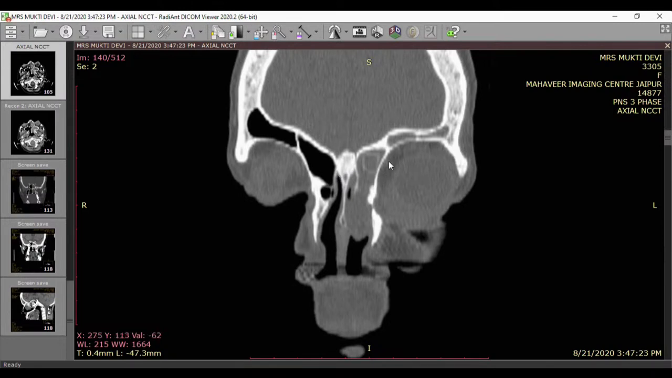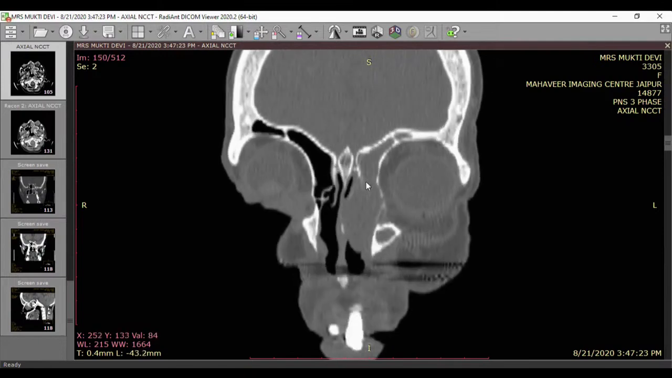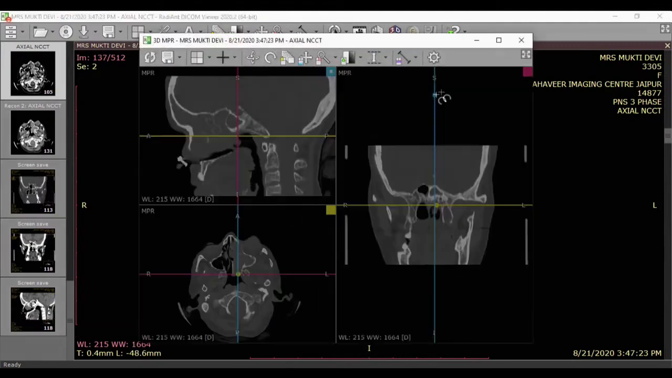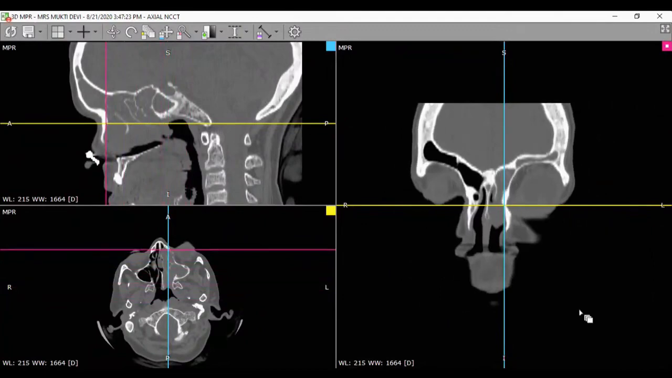Yes, sir. See this cell appearing in the left side in the frontal recess region. Looks like an isolated cell. See this cell. What could it be? See this, where is it attached to? How to confirm?